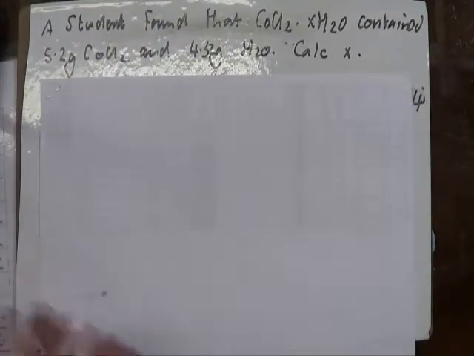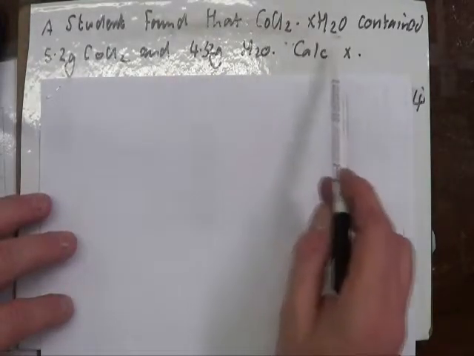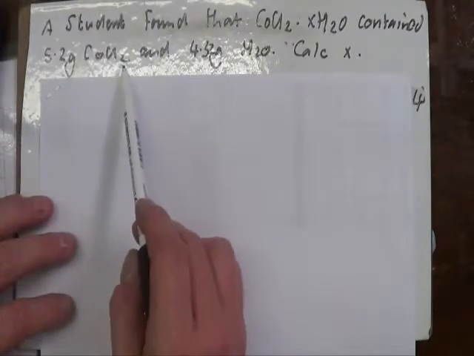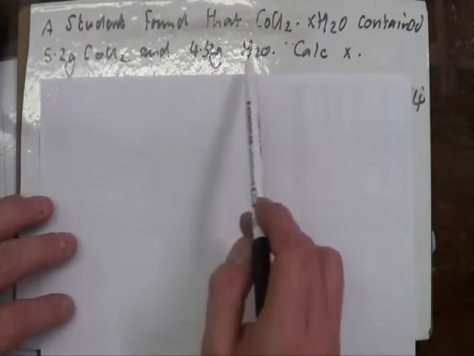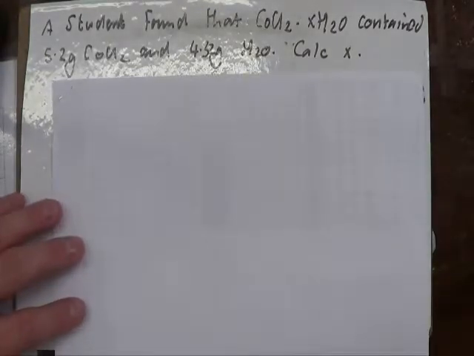Okay guys, there's a question on the screen. It says a student found that cobalt chloride .XH2O contained 5.2 grams of cobalt chloride, CoCl2, and 4.32 grams of water. Calculate X. Alright, so if you pause this now, I'll reveal the answer.